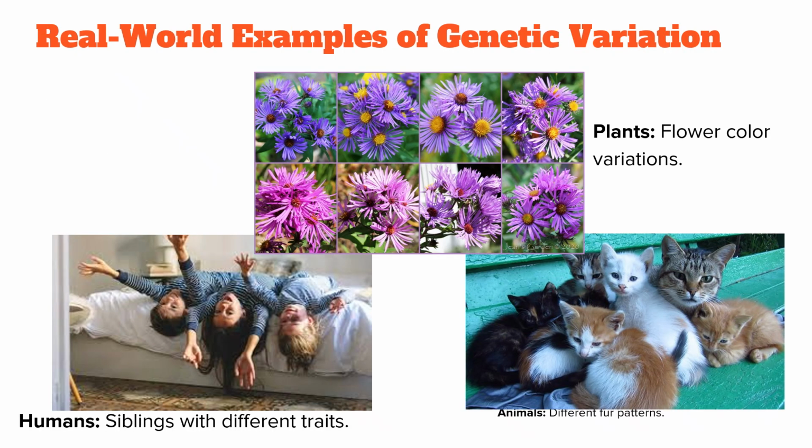We can see the results of meiosis all around us. In animals, it explains different fur patterns. In humans, it's why siblings have distinct traits even though they share the same parents. In plants, it accounts for variations like flower colors. These everyday examples illustrate how meiosis drives the diversity of life.